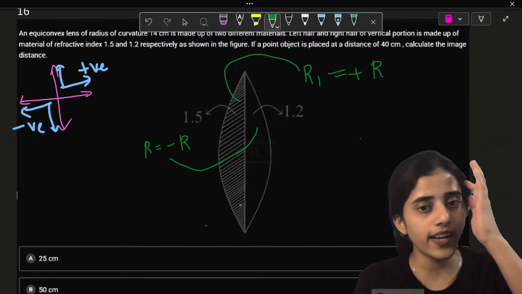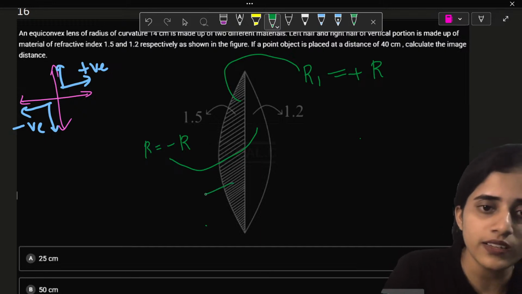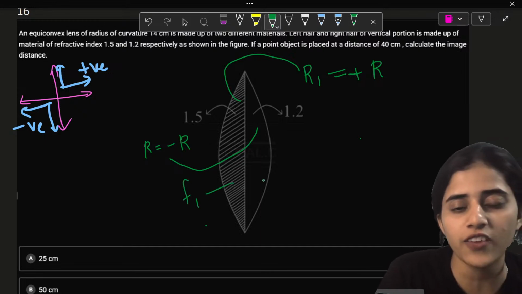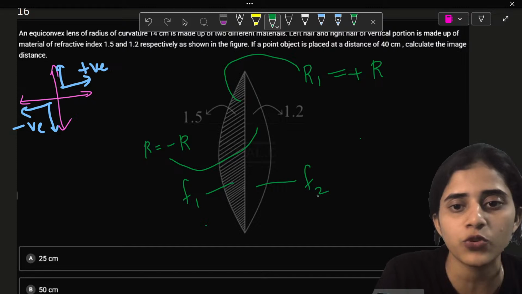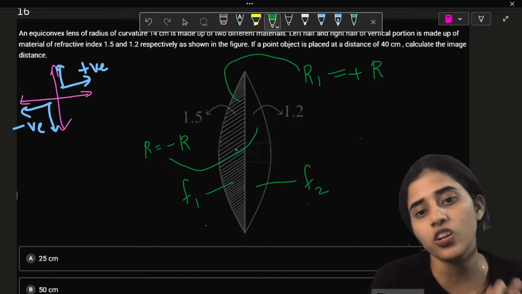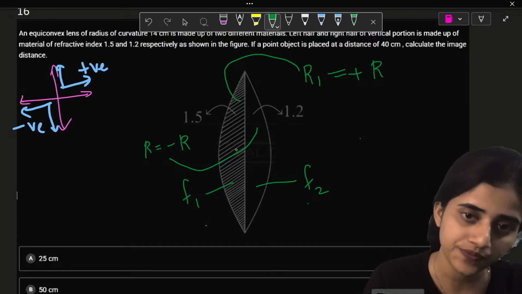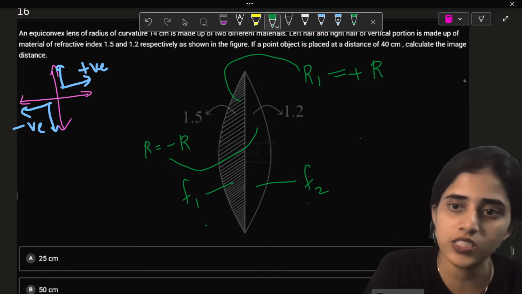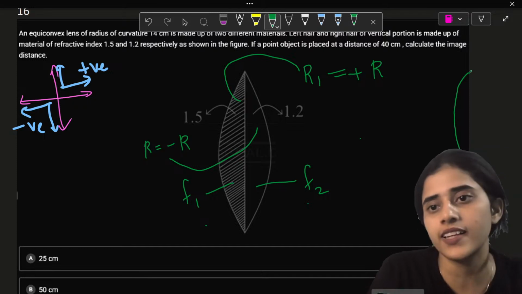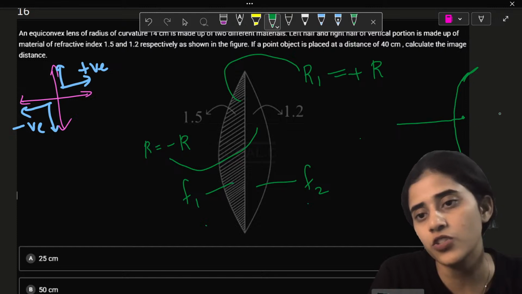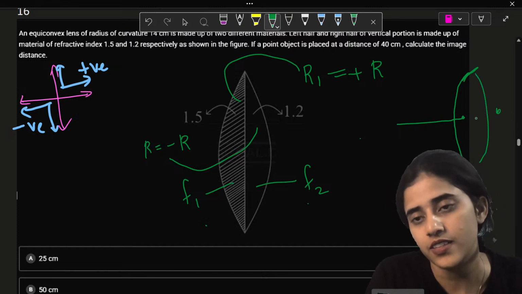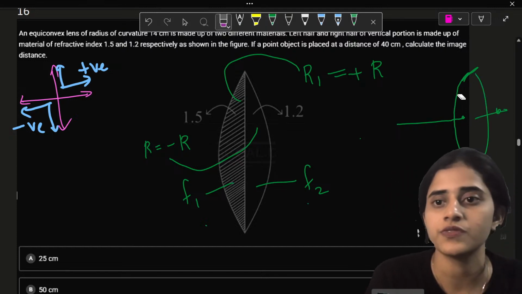Now what about the focal length? This side will have a focal length of F1. This side will have a focal length of F2. So this is a convex lens. For a convex lens, the focal length is always positive. Why is it positive? Because this is a convex lens. And the image is on the other side here, so it's going to be positive.